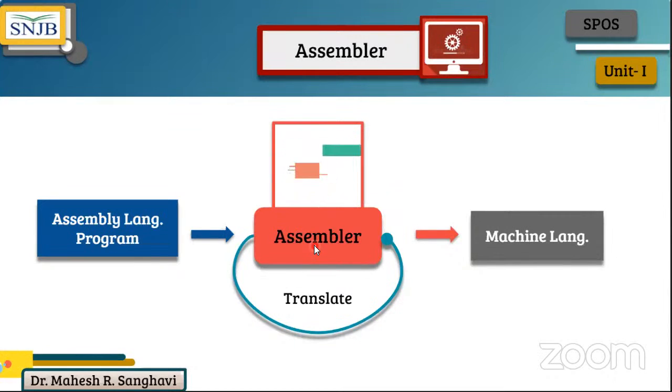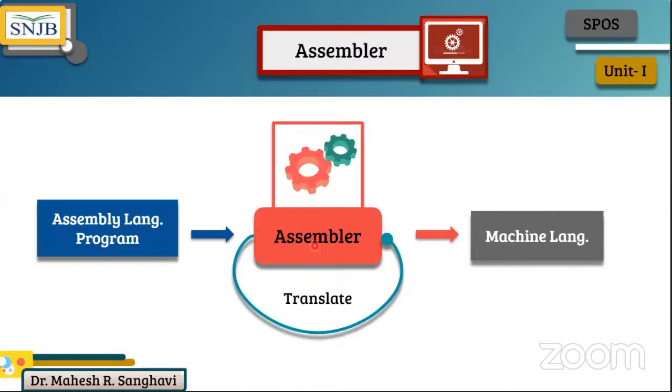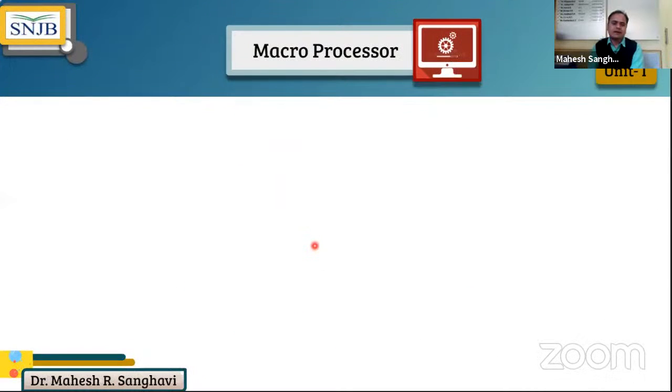We'll see in depth how this can be done with the assembler, and how we can perform an in-depth analysis of this particular assembler. And I'm sure that at the end of this unit you will all understand how we can develop or design an assembler. So let's move towards the next system software, that is the macro processor.